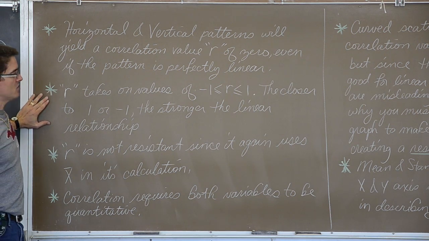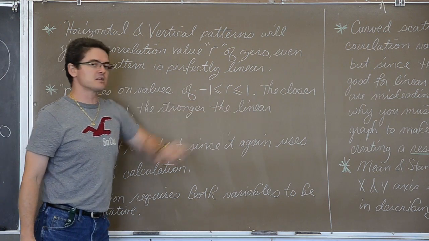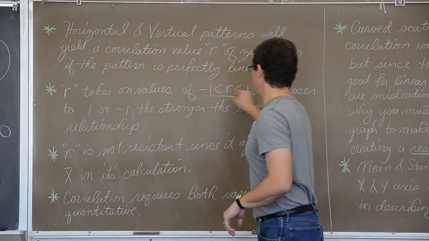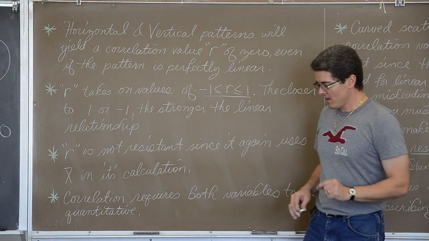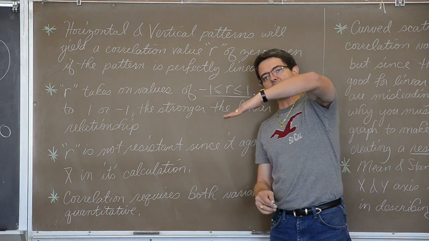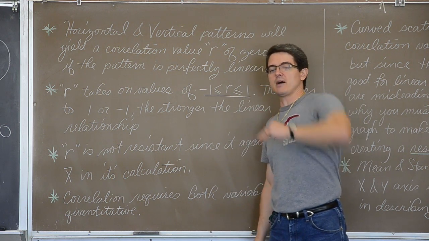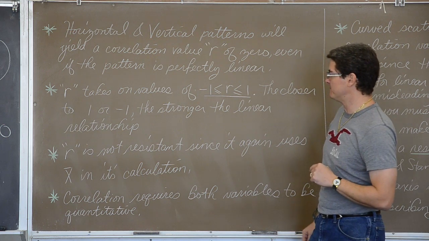R takes on values between -1 and +1. If the R value is exactly 1 or -1, that means that the points follow an exactly straight linear pattern. It's not about the slope, it's about the strength of that linear relationship.